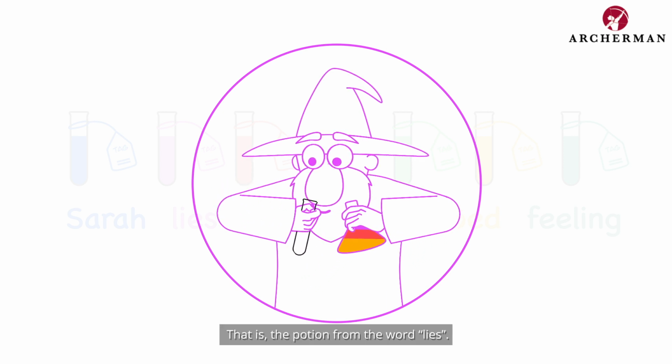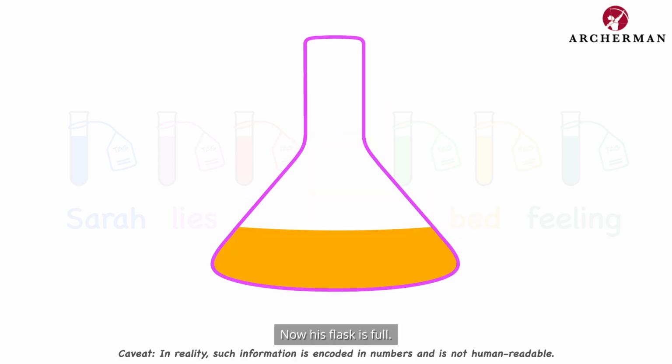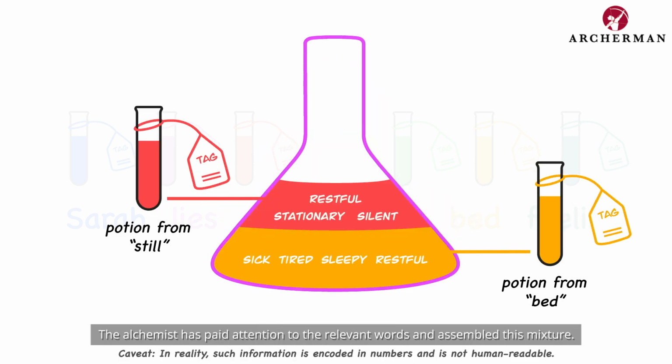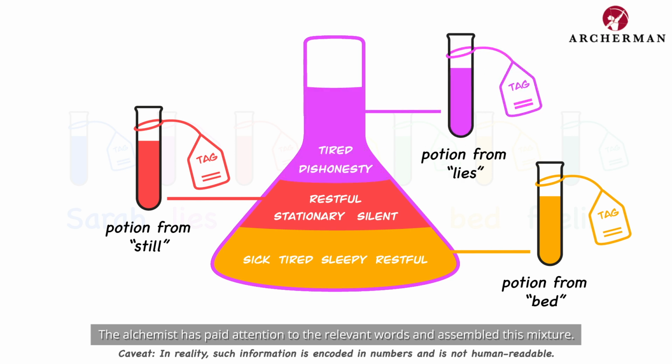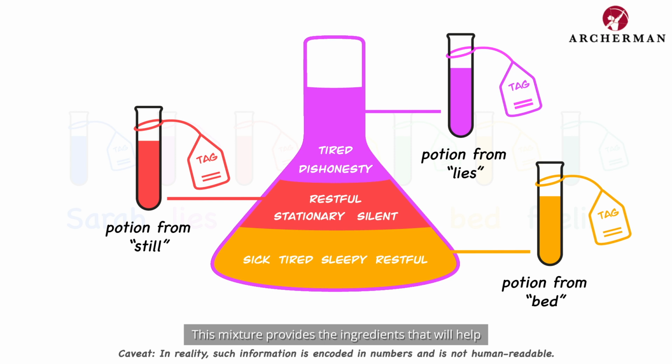That is, the potion from the word lies. Now his flask is full. The alchemist has paid attention to the relevant words and assembled this mixture. This mixture provides the ingredients that will help make sense of the word lies in the context of the text. In the next step, we will use these ingredients to actually make sense of lies.